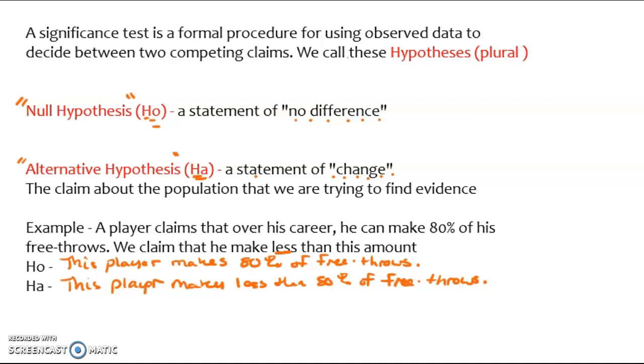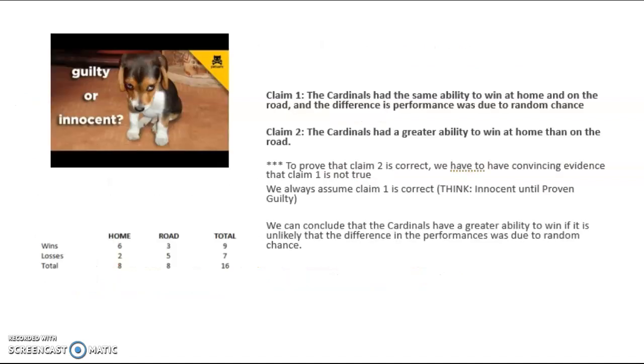Okay, got some even better examples coming up. So here we go. Claim one: the Cardinals, talking baseball here, had the same ability to win at home and on the road, and the difference in performance was due to just random chance. Claim two: the Cardinals had a greater ability to win at home. So, talking about the home crowd, you have a home advantage, that kind of thing.